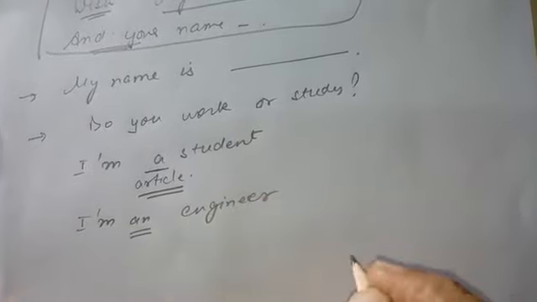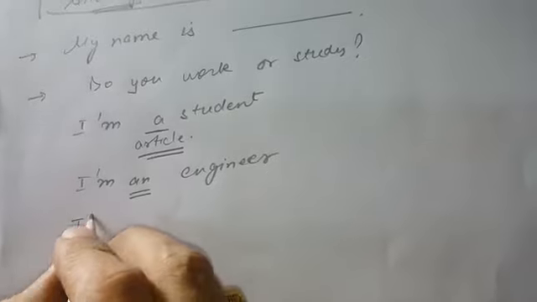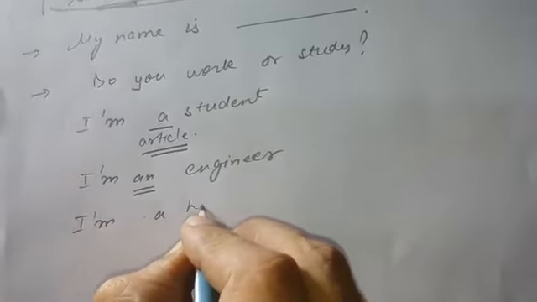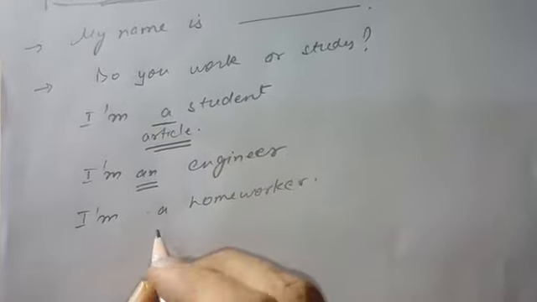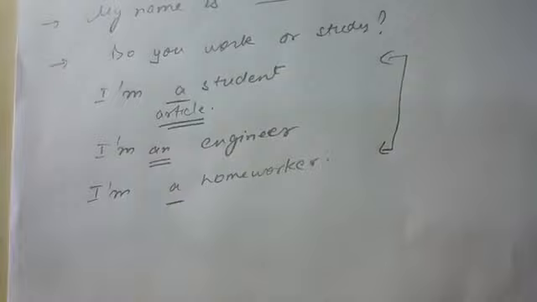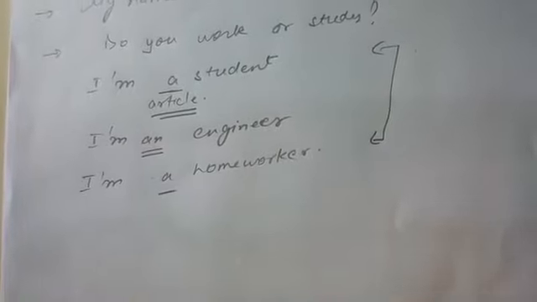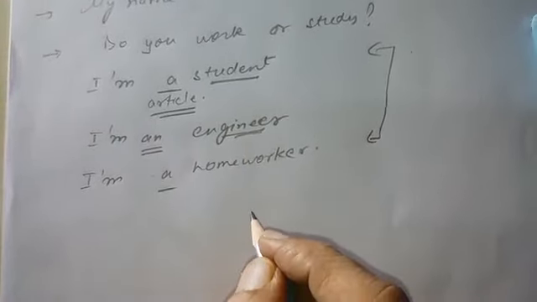So try to use the article. In the same way, if you are a homemaker or housewife, you can say I am a homemaker. So if you give your answer without any article, naturally it is wrong in terms of grammar. So you have to use the article before your occupation, before your profession. Right. So remember this one.